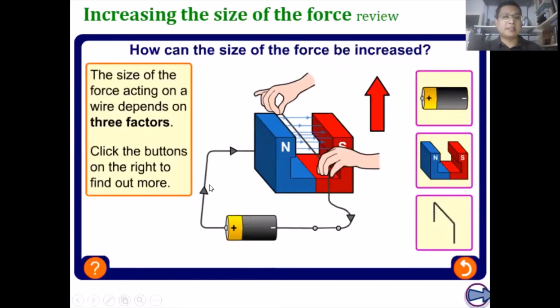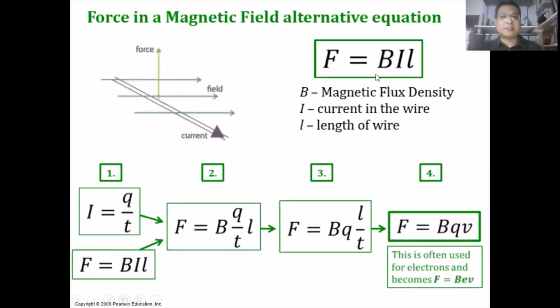Okay, how does the force act? How can the size of the force be increased? The size of the force acting on the wire depends on three factors. The force is influenced by the magnetic flux density, the current in the wire, and the length of the wire. So we just use the left hand to describe this condition.